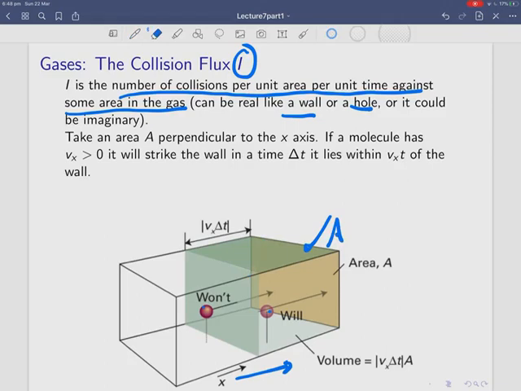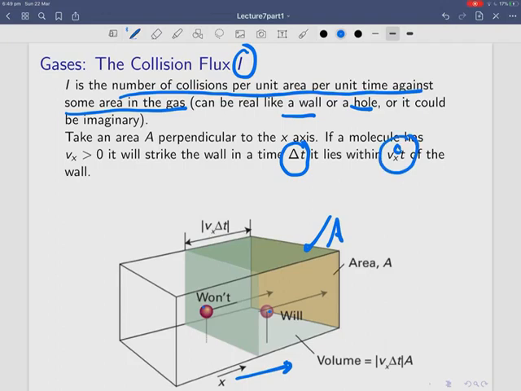Now we're going to look at the molecules which collide with this within a time delta t. So we're going to let them collide within a very small time delta t. Sorry, I should say that again. If a molecule has Vx bigger than 0, it will strike the wall in a time delta t if it lies within Vx delta t of the wall. So you have to lie within that distance of the wall to strike the wall.